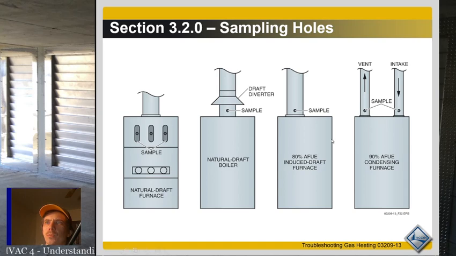Here's where you put your sample holes. So a natural draft furnace, you're going to put your sampling tube inside here, because most of the time with a natural draft furnace, this is where your flue gas comes out, right up into the pipe right here. If you've got a natural draft boiler, right above the vent connection is where you'll put your sample hole. 80% induced draft furnace, same location. 90% condensing furnace, same location basically. But your intake is going to go right there. Whereas with these, your intake is usually going to be the room itself.